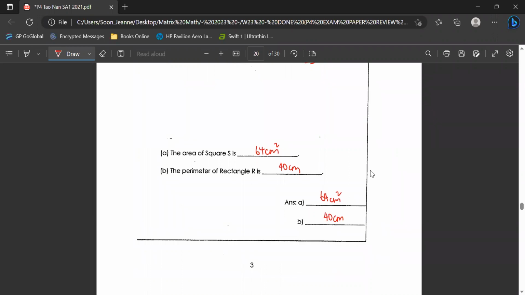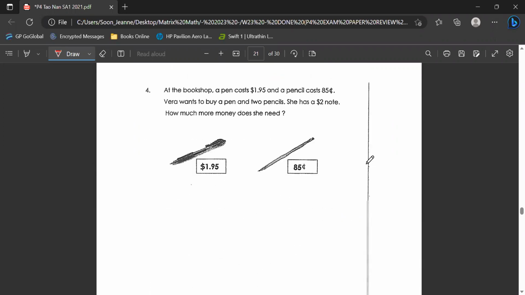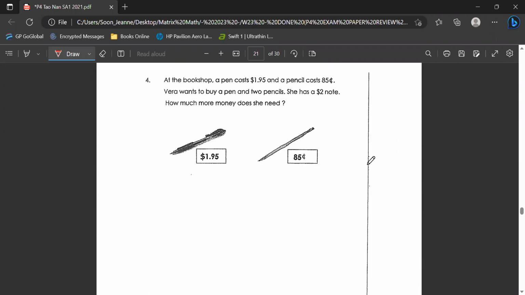Okay. Moving on to question 4. At a bookshop, a pen costs $1.95 and a pencil costs 85 cents. Vera wants to buy a pen and 2 pencils. She has a $2 note. How much more money does she need? So we need to find out the cost that she needs to pay.